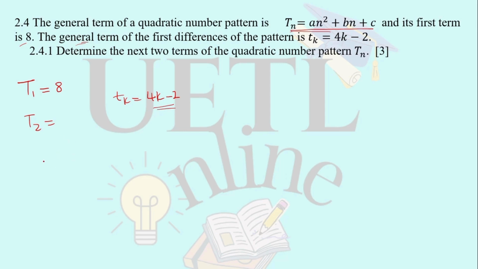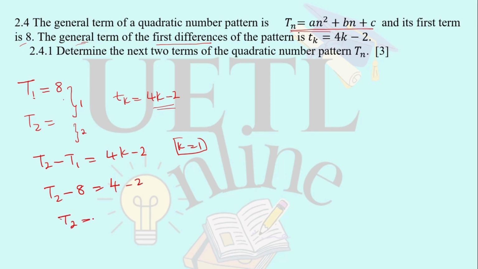Now let's go on. We're going to say T2 minus T1. We want to find T2 minus T1, which is equal to 4k minus 2. Substituting these, we're just going to use k. This is the first difference. This is the first difference from 1 to 2, and the first difference from 2 to 3 is the second. The first differences mean the differences from T1, T2, T3 and so on. So we are going to substitute k equals 1 here. T2 minus T1, we know T1 is 8. Here 4k, k is 1, so it becomes 4 minus 2. If we solve this, we get that T2 is equal to 10. This will be our second term. We want to find the next term, so we're going to use this philosophy again. We're going to say T3 minus T2 is going to be 4k minus 2.